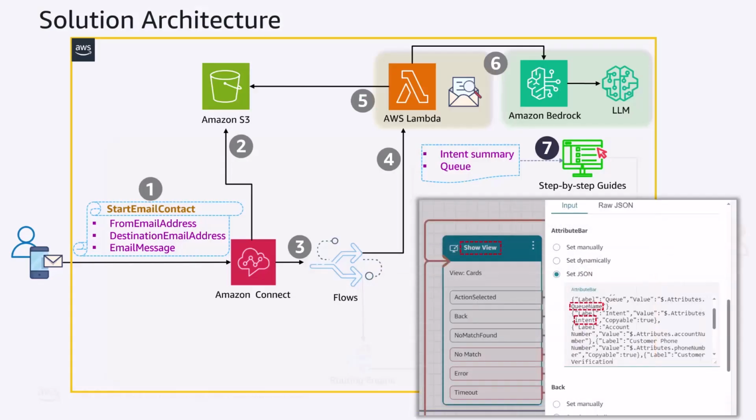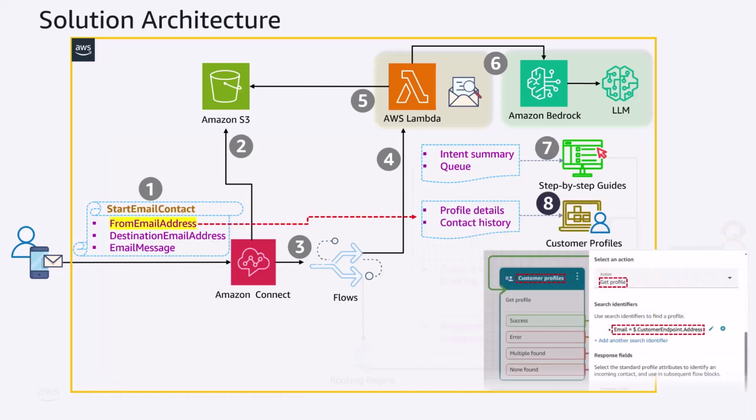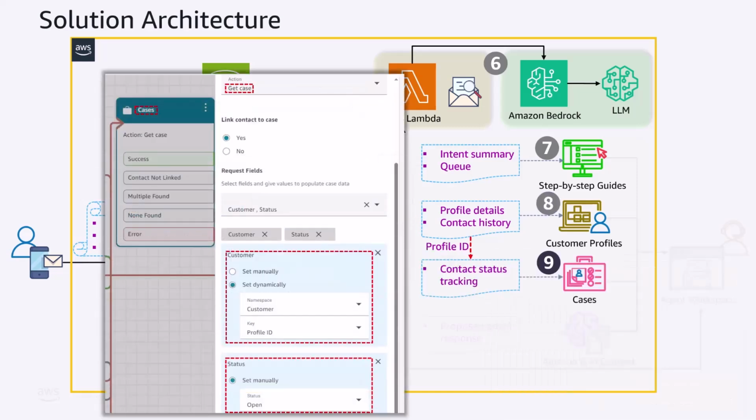And next, Amazon Connect step-by-step guides flow uses the generated intent and queue data to show key information to the agent. The flow uses the customer email address to search and retrieve information from Amazon Connect customer profiles, and then checks for existing open cases using the retrieved profile ID. If a case exists, it's updated with the current contact data. If no case exists, a new one is created.